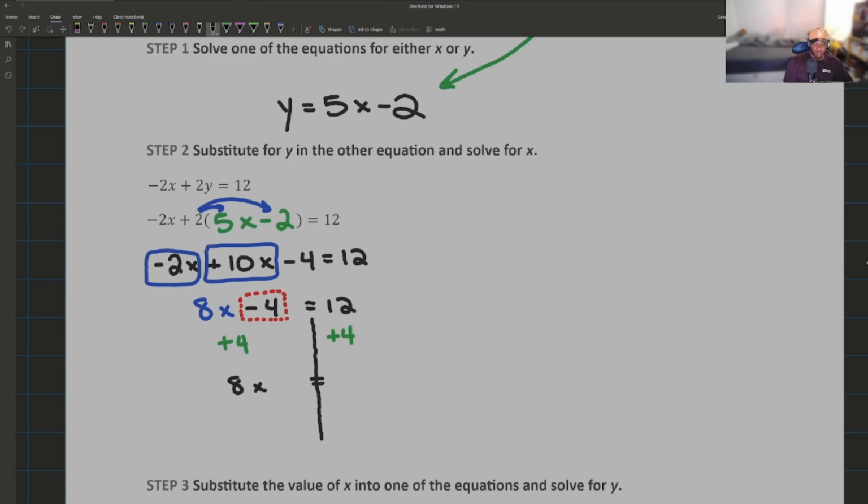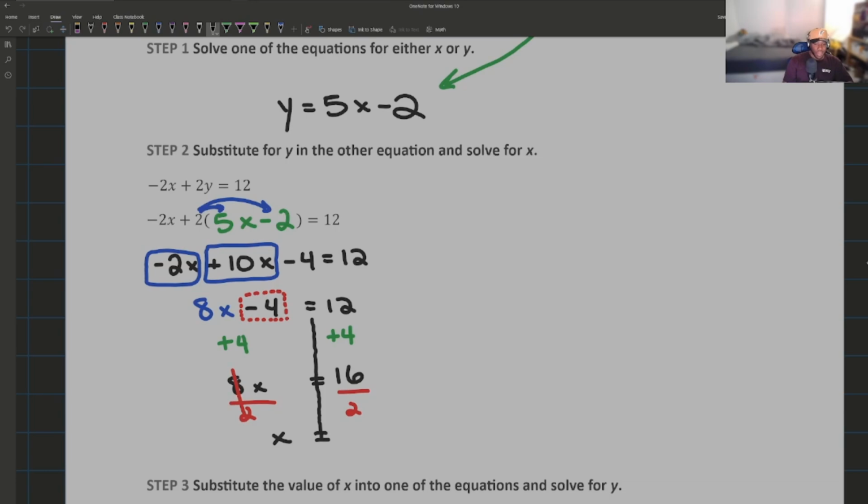Over here on the right side, we got 12 plus 4. That's going to get us 16. One last thing to do here, and that is divide both sides by 2. And that's going to get us x by itself on the left side.